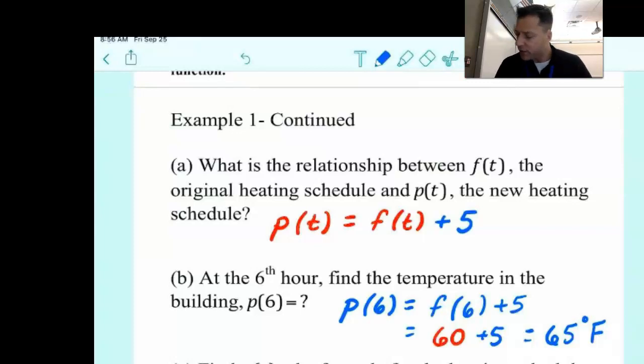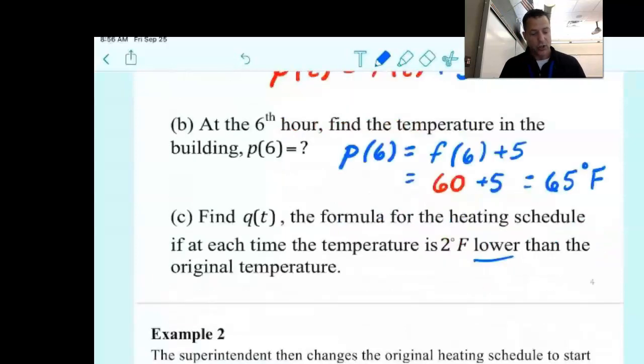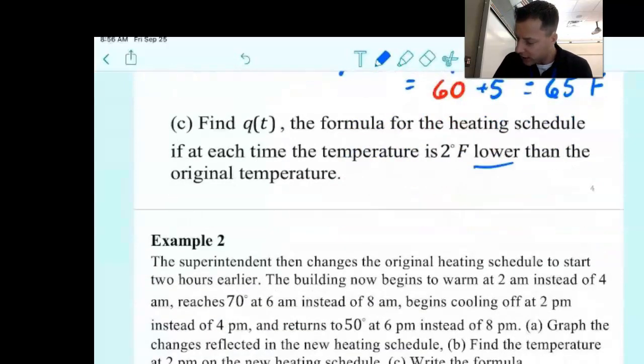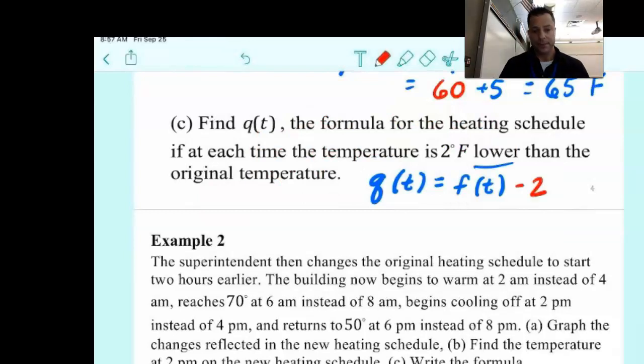Part C, find Q of T, the formula for the heating schedule if at each time the temperature is 2 degrees lower than the original temperature. So 2 degrees lower, we have a new function. It's going to be Q of T equals F of T minus 2 degrees cooler. Okay, so that takes care of the first example. We're going to end up regraphing this later on when we get to example 2.